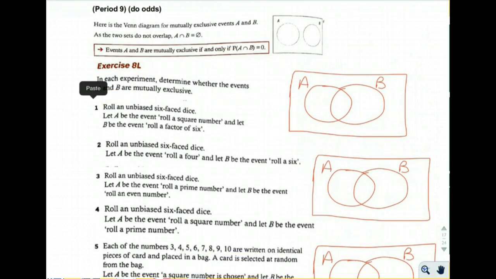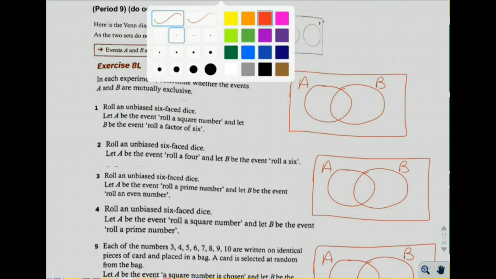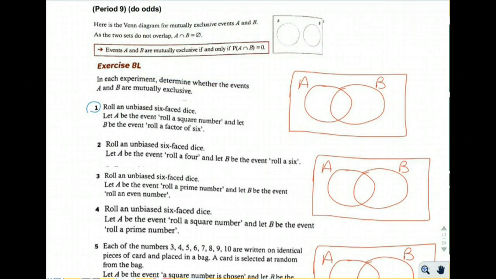So let's look at number 1. If we have a roll of a 6-sided dice, and A is the event roll a square number, and B is the event roll a factor of 6, are those mutually exclusive? Well, let's see if there's overlap. If there's no overlap, then they're mutually exclusive. Roll a square number: that would be 1, 4, and that's it, right? Roll a factor of 6: that would be 1, 2, 3, 6. So B would be 1, 2, 3, 6, and A would be 1 and 4.